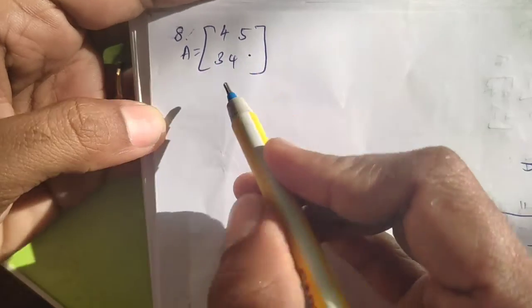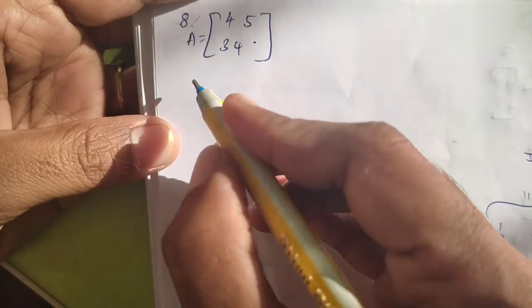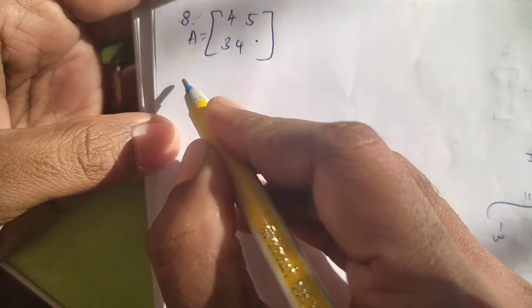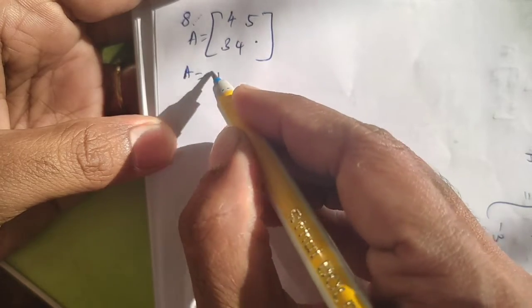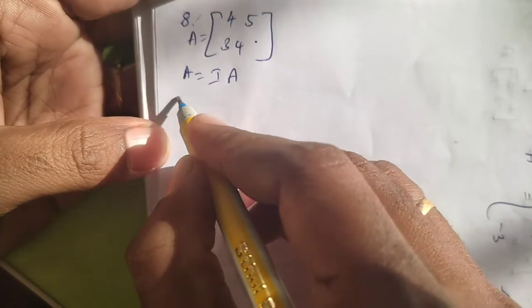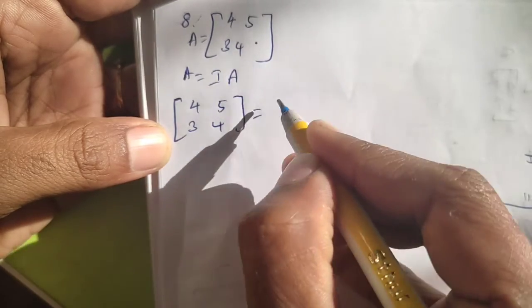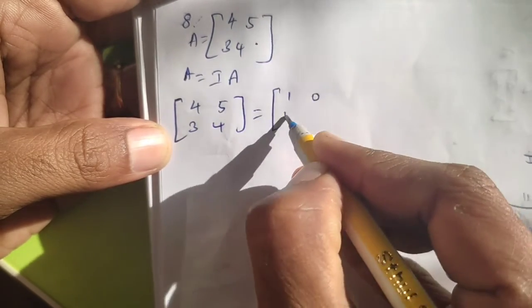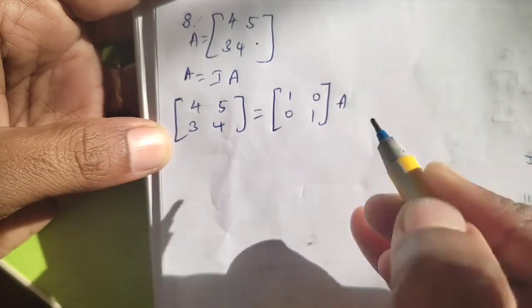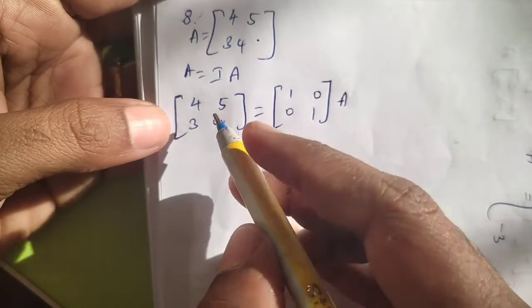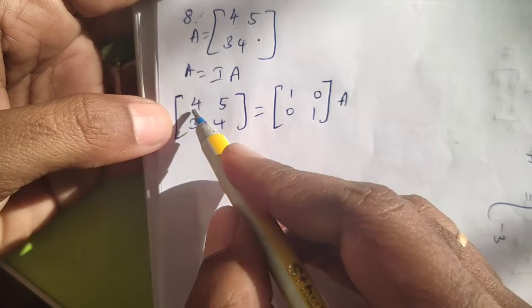Here the matrix is given. We have to find the inverse of this. So let us write this as A is equal to I into A. That is [4, 5; 3, 4] is equal to the I matrix [1, 0; 0, 1] into A. So our first step is to make this element 1.